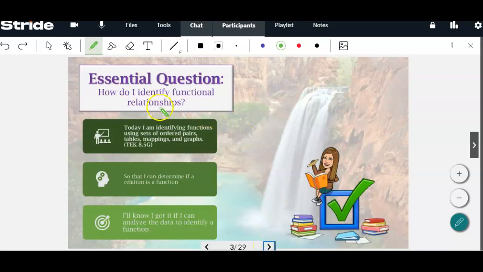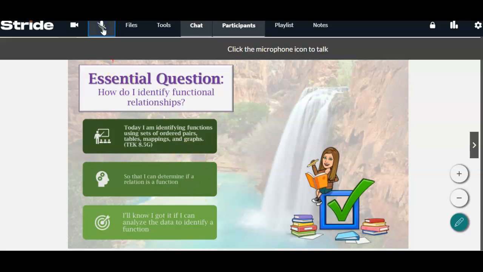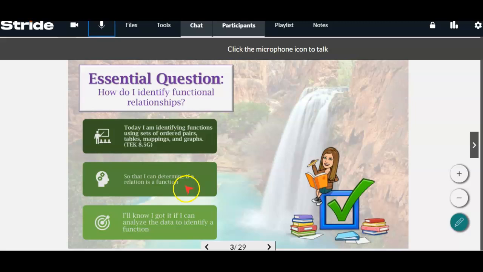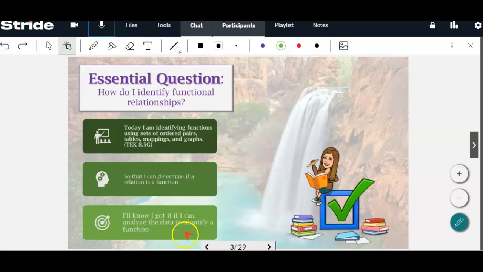Our essential question is how to identify functional relationships. Today I'm identifying functions using sets of ordered pairs, tables, mappings, and graphs, so that I can determine if a relation is a function. I'll know I got it if I can analyze the data to identify a function.